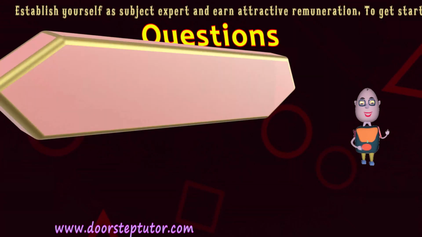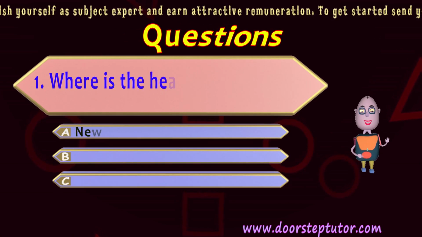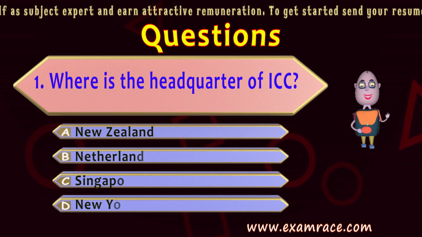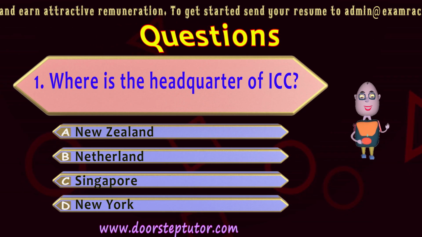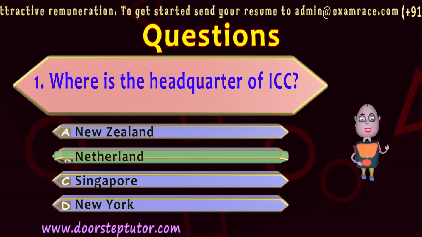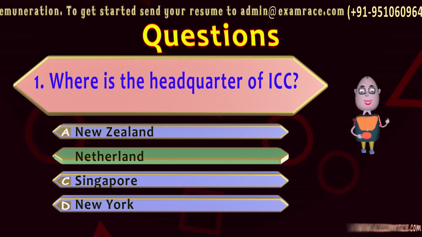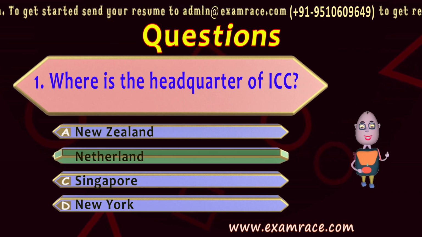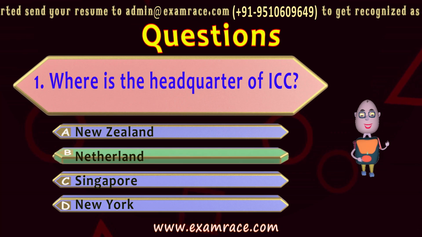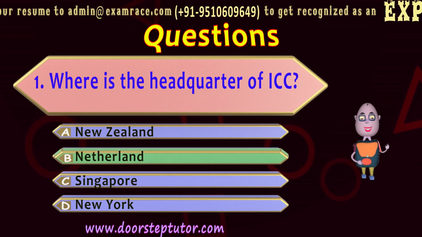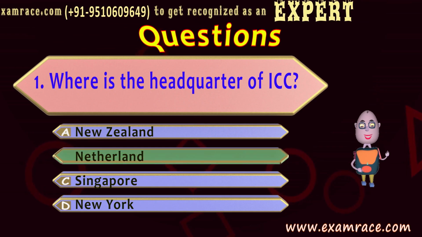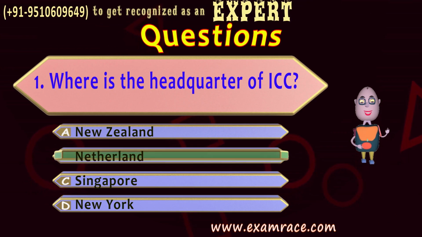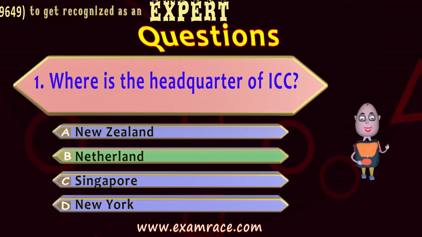The first question reads: where is the headquarters of the International Criminal Court? The ICC is based in The Hague, a city in the Netherlands, and the city also hosts many international institutions. Apart from this, it has field offices in several countries also. The court carries out its investigative work through the office of the prosecutor.